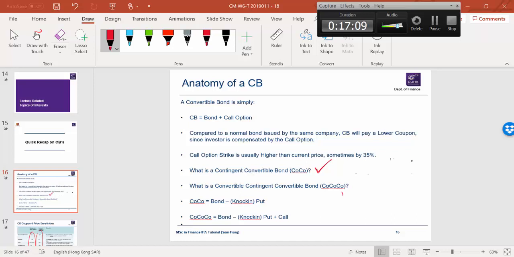Even a COCO, this morning we were saying that a CB is when you buy a bond and you buy a call option. A COCO is actually when you buy a bond but you sell a put option, because the conversion right is not with the investor. The conversion right belongs to the issuer. Strictly speaking, it is what I call a knock-in put.